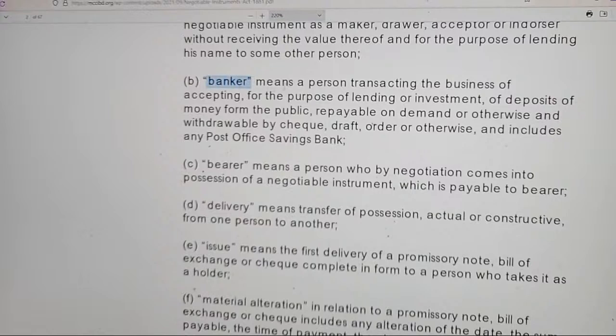This right here, banker, means a person transacting the business of accepting, for the purpose of lending or investment, deposits of money from the public, repayable on demand or otherwise, and withdrawable by check, draft, or order or otherwise, and includes any post office savings bank. Ladies and gentlemen, you are private bankers, and the instruments that you are creating, people are investing in, or lending, okay? So you're lending your life source energy, your time valued commodity, on an instrument known as a negotiable instrument, a bill of exchange, a draft, a banker's acceptance, a trade acceptance, a check, a promissory note, okay? And you are the maker and the creator of said instrument, which means you're the private banker.